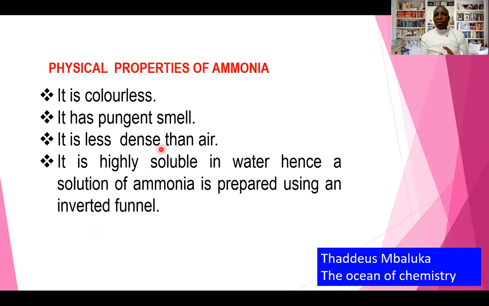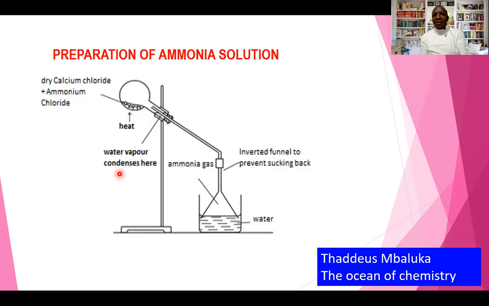Let's look at the physical properties of ammonia gas. It is a colorless gas. It has a pungent smell. It is less dense than air, and it is highly soluble in water. Hence, a solution of ammonia is prepared using an inverted funnel.